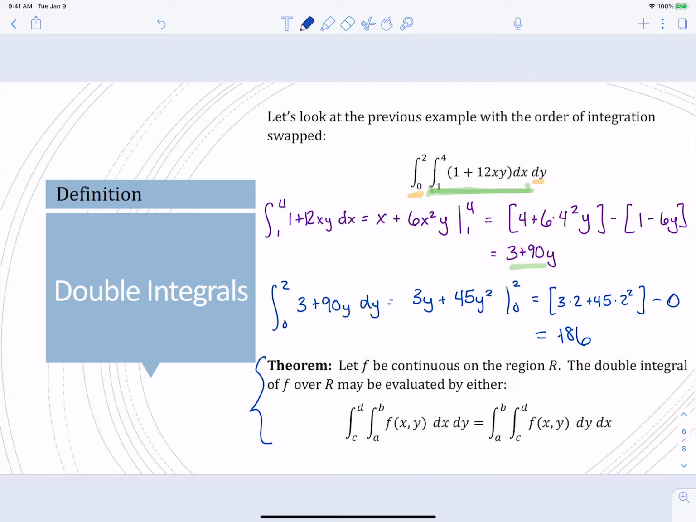And sometimes there's going to be a time where it's easier to take the integral first either with respect to x or with respect to y, which is something we'll talk about as we move along further in this, and particularly when we talk about this in class.